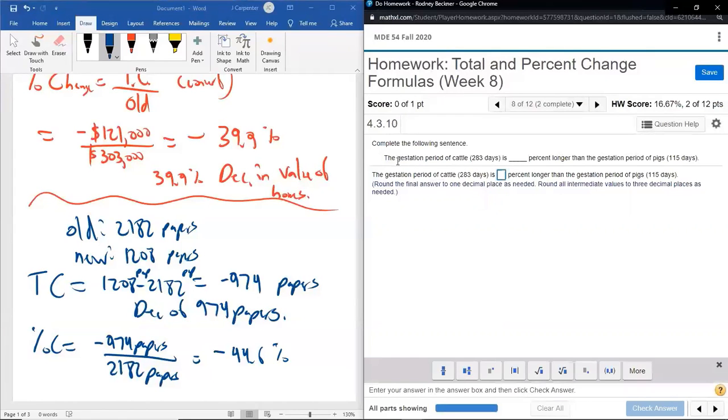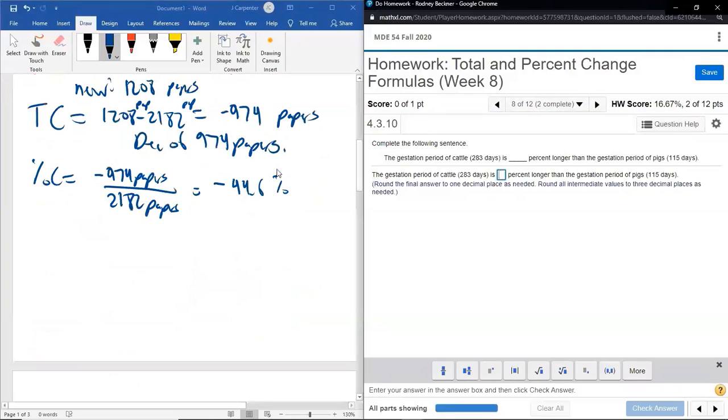All right. The gestation period of cattle is some percent longer than the gestation period of pigs. So this one, there is no old and new specifically. It doesn't say this thing happened first, this thing happened second, because we're not comparing the same thing to the same thing. We're comparing apples to oranges. We're comparing cattle to pigs. So which one are you supposed to call the old and which one are you supposed to call the new?